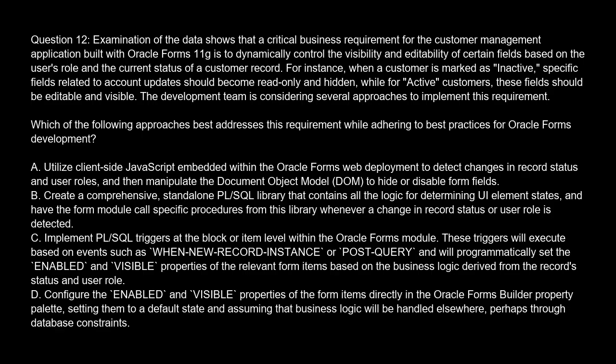Option C. Implement PL/SQL triggers at the block or item level within the Oracle Forms module. These triggers will execute based on events such as when-new-record-instance or post-query, and will programmatically set the enabled and visible properties of the relevant form items based on the business logic derived from the record status and user role. Option D. Configure the enabled and visible properties of the form items directly in the Oracle Forms Builder property palette, setting them to a default state and assuming that business logic will be handled elsewhere, perhaps through database constraints.